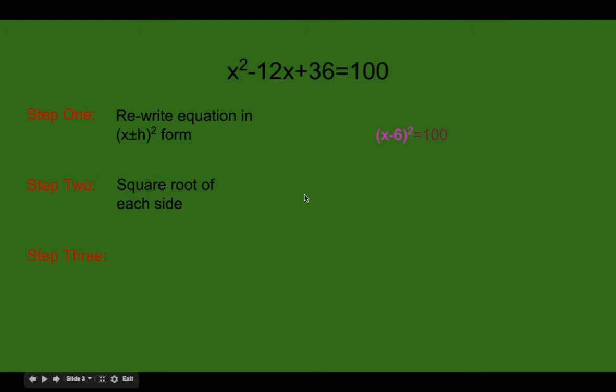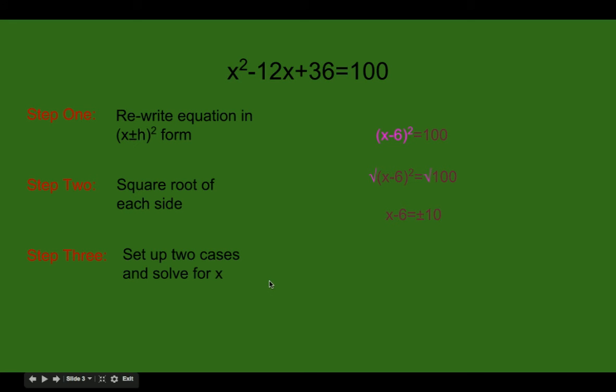Step 2 is to take the square root of each side of the equation. The square root of x minus 6 squared is x minus 6, and the square root of 100 is either positive or negative 10. Whenever you take the square root or any even root of a number, you must include the positive or negative symbol ahead of it.